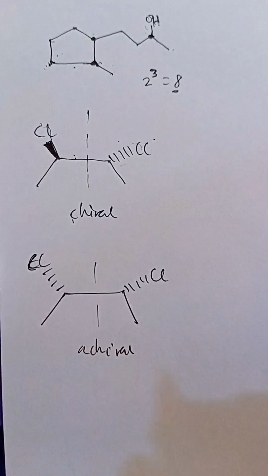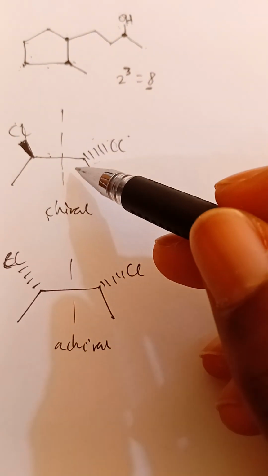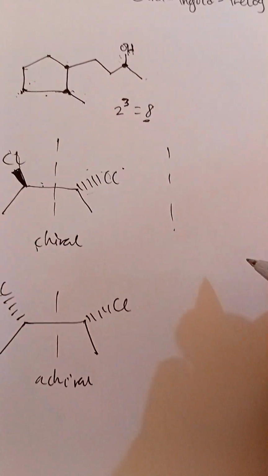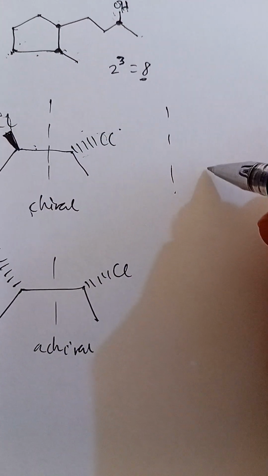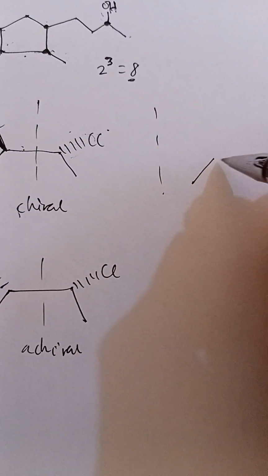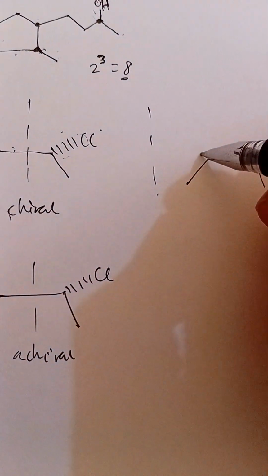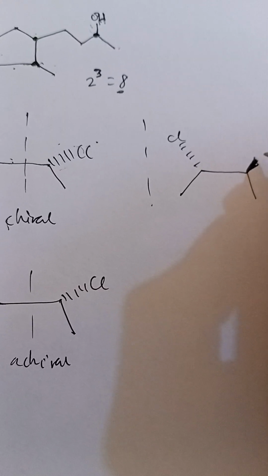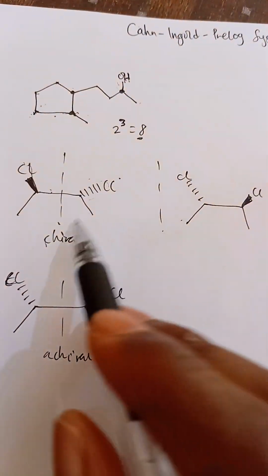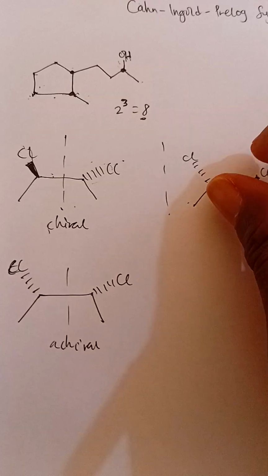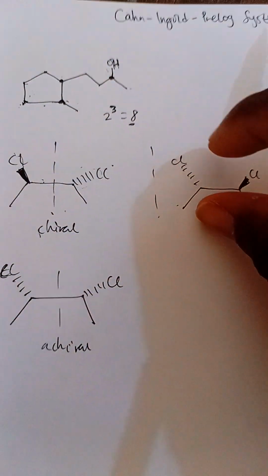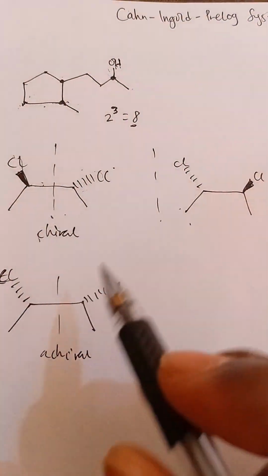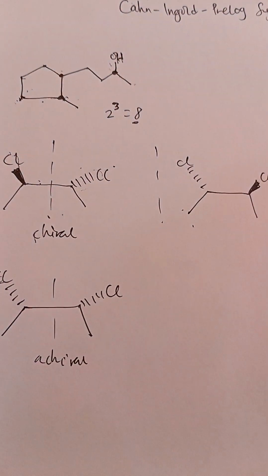So this is just a recap on what we did. Since this is chiral, let's try to draw the mirror image to see the enantiomer. How will the mirror image look? Obviously it will look like this. Yeah, so these two are enantiomers. You can see there's no way you can take this and put it on this. Even if you rotate, they can't fit. Non-superimposable mirror images. And it's also chiral, so it's an enantiomer.